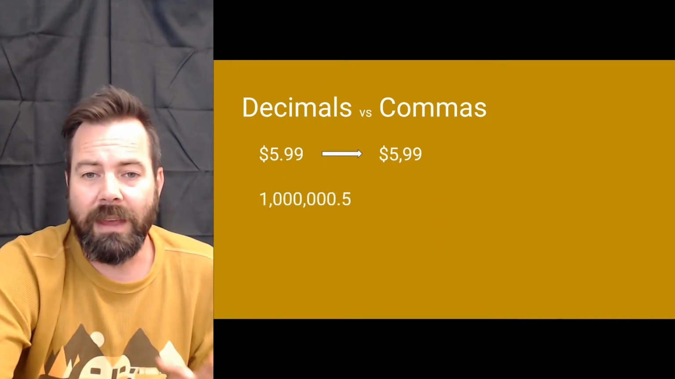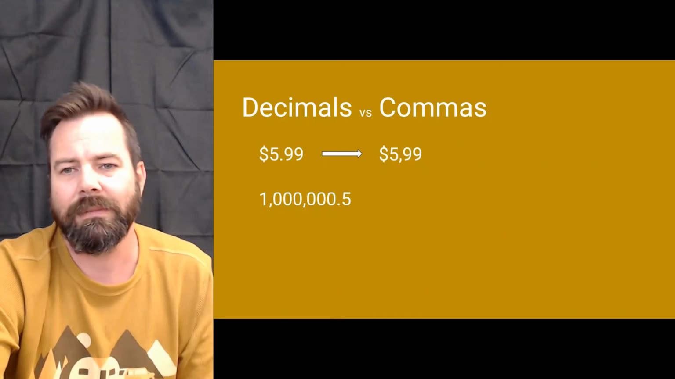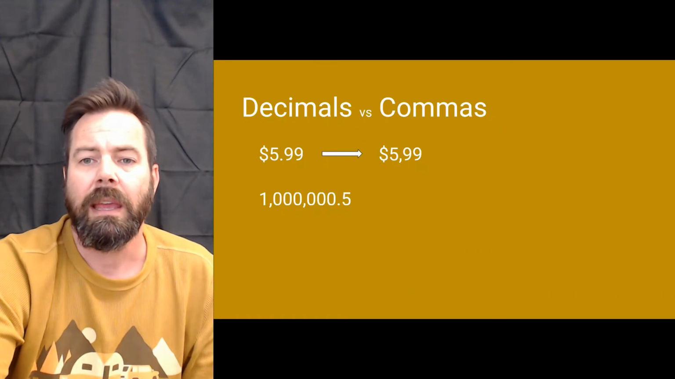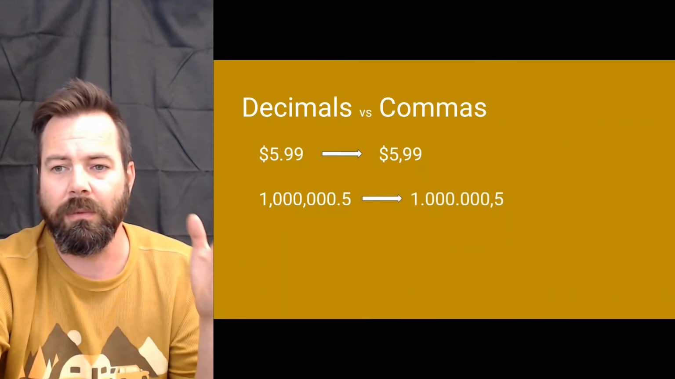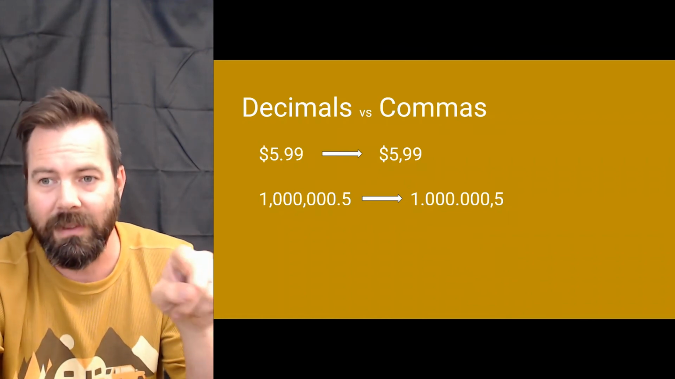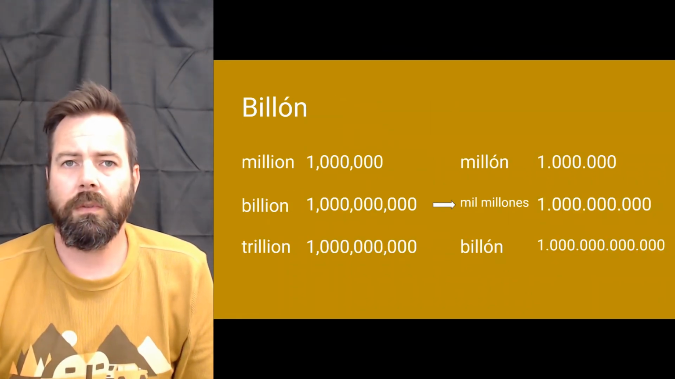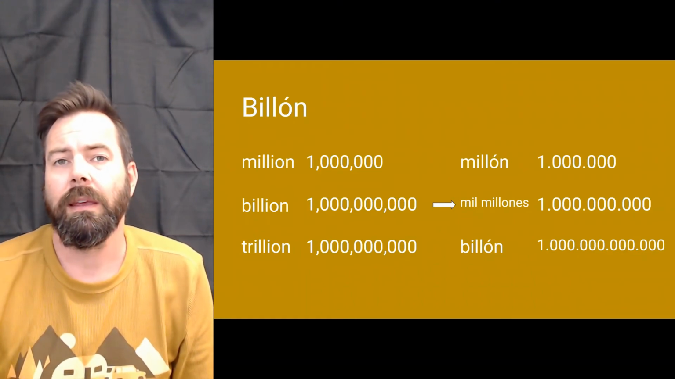Another example of them switching is this number right here. That's a million, and it's 1,000,000.5, one million and a half. In Spanish, you're going to flip the commas and the decimals. So you'll have 1.000.000,5.